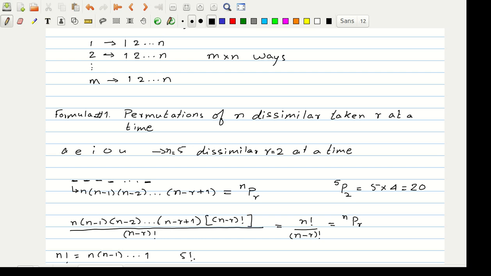So 5 factorial would be equal to 5 times 4 times 3 times 2 times 1, which is going to be 120, right? Over here we did 5P2, which was 5 times 4. Or we could have written 5P2 as 5 factorial divided by 5 minus 2 factorial, which is 3 factorial, so 5 times 4 times 3 factorial in the numerator, divided by 3 factorial, and you see we again get 20.